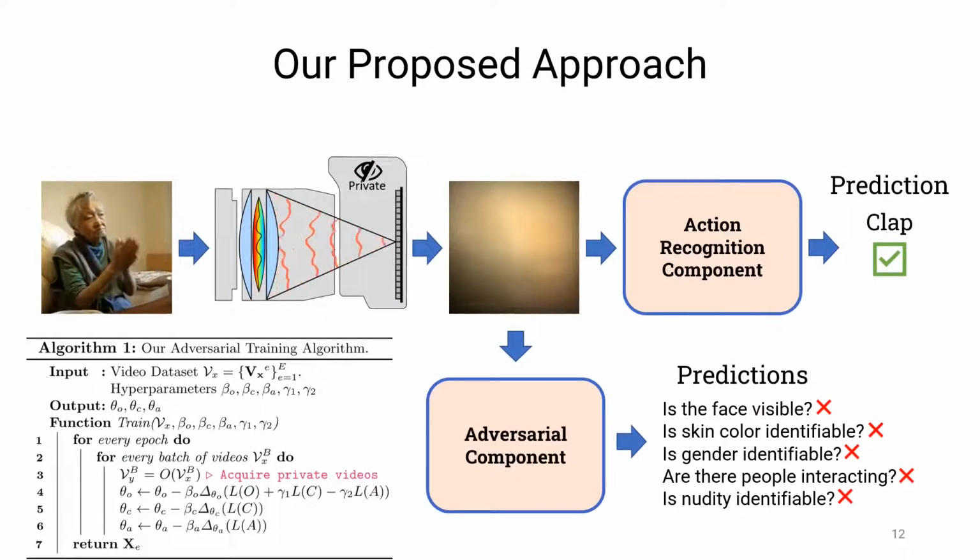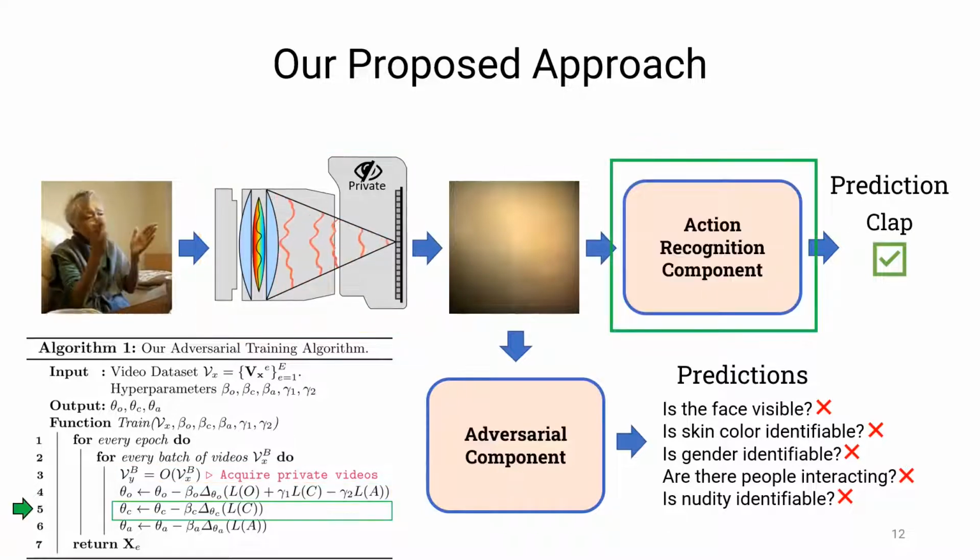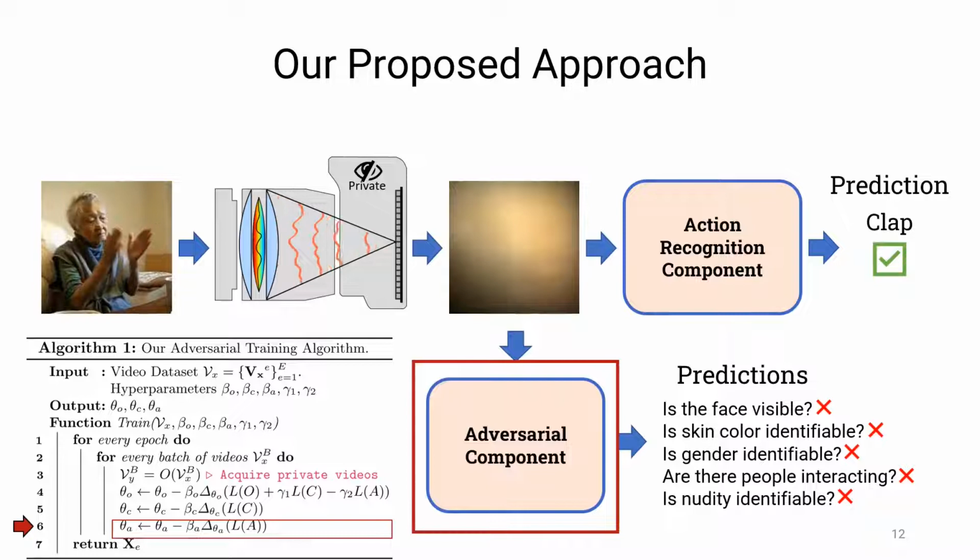Algorithm 1 summarizes the proposed adversarial training scheme. For each epoch and every batch, we first acquire the private video with our camera. Then we update the parameters of the optical, action recognition, and adversarial components respectively, one at a time, while freezing the other parameters.